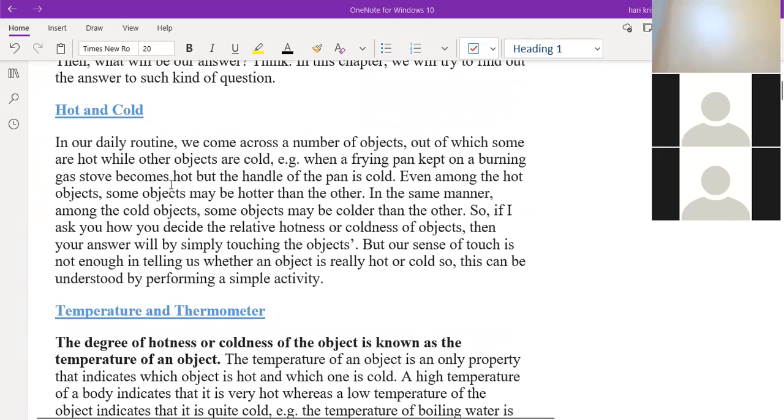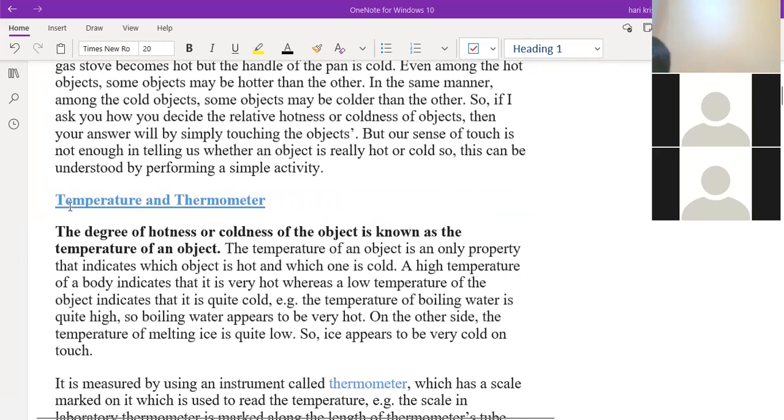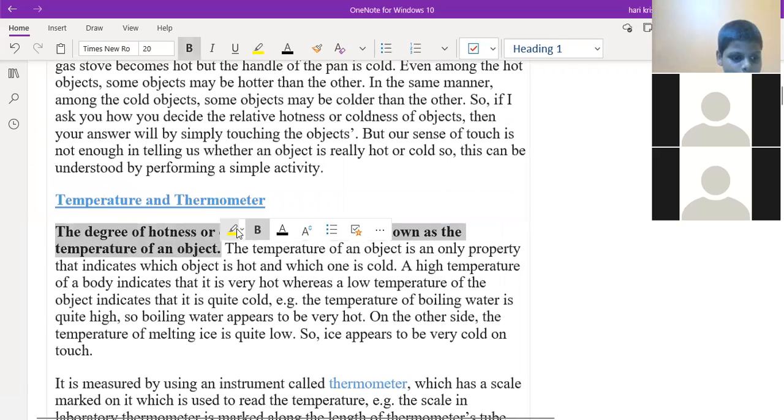Okay, the first one is hot and cold. So what is meant by hot and what is meant by cold? First, what is the meaning of temperature? Temperature is nothing but the degree of hotness or coldness of an object, right? It is a measure of the degree of hotness or coldness of an object, called the temperature of an object. So if the temperature is low, we can call it a cool substance, or if the temperature is very high, you can say it is a hot substance. Yes or no?